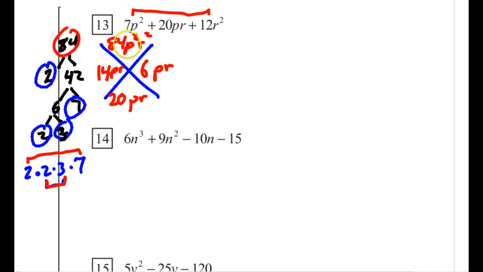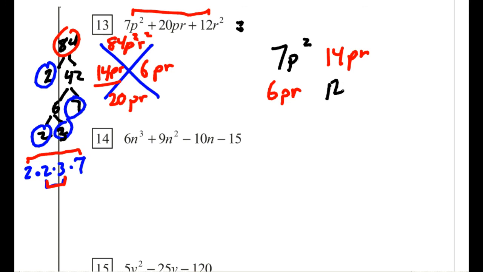So this is really about perseverance. When you have bigger numbers, can you do a little bit more work to find the numbers that work instead of saying they're too big, they must be prime? It's not automatically the case just because they're a little larger. And now we can finish this up. There's the box here as well. We got 7p squared, and then we have 14pr and 6pr and 12r squared.